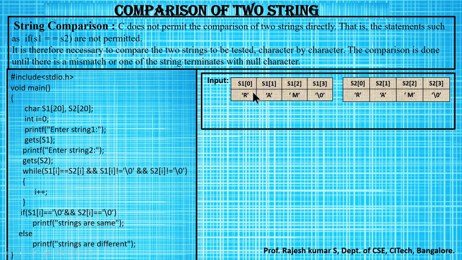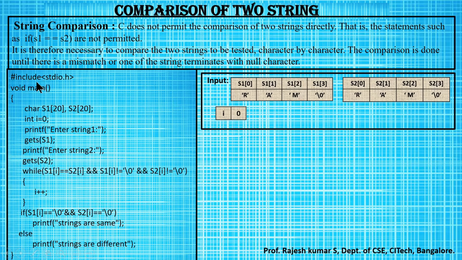Means in the first array, S1, we have stored Ram. In the second array, also we have stored Ram. Both are same. Then we'll tell the given strings are same, else we'll tell the strings are not same. So how do we write the logic for the program? Again, why do we use this I value as 0? Because I'll be traversing inside the array. Since an array starts with 0, I've declared a variable I equal to 0. So let us see the logic behind this program.